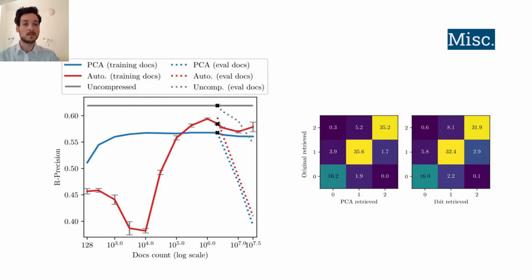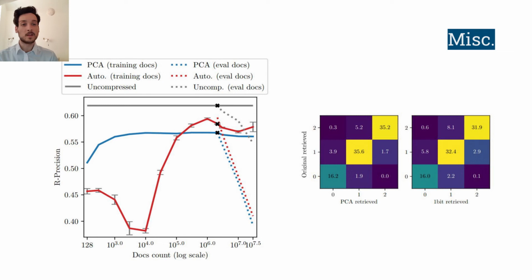We also explored some other properties of the methods. For example, how much data do we need to fit the PCA and the autoencoder? That's shown on the left figure with the solid lines. Surprisingly, PCA needs just about 1000 documents because it only estimates the covariance matrix. The autoencoder is much less stable and needs a lot more data.